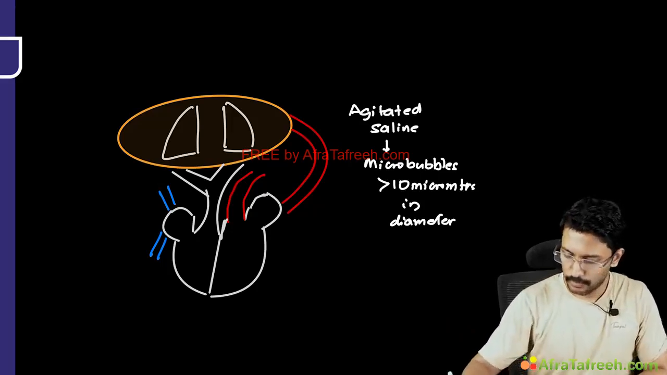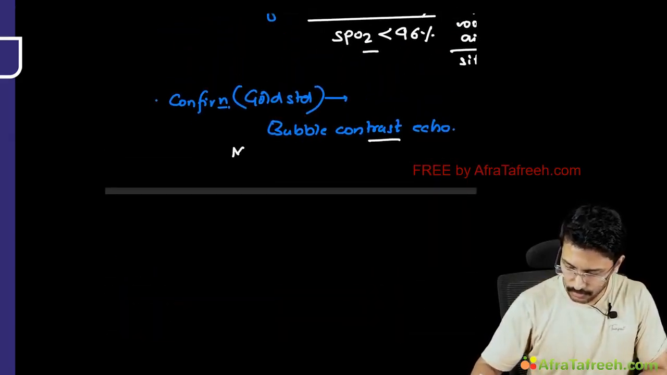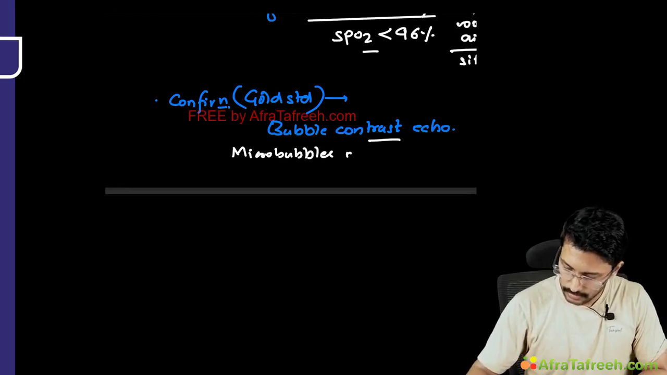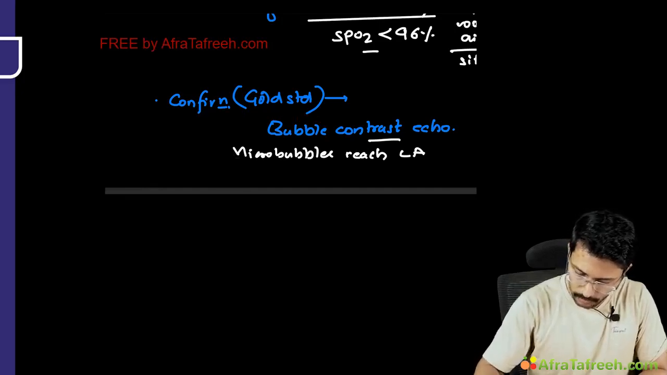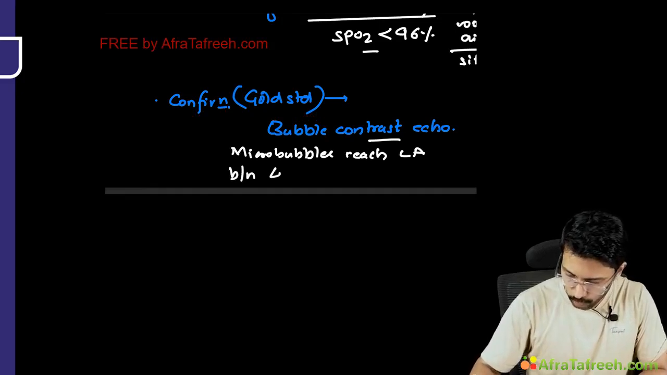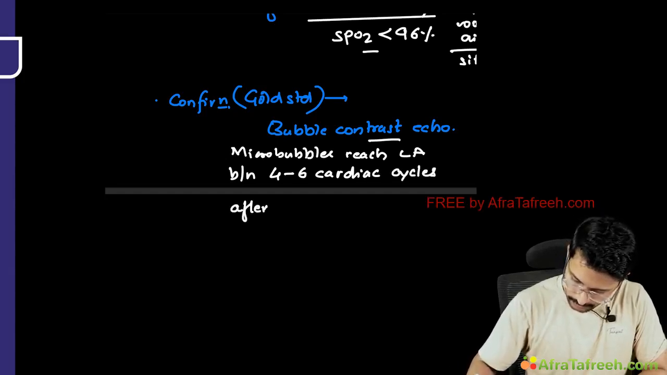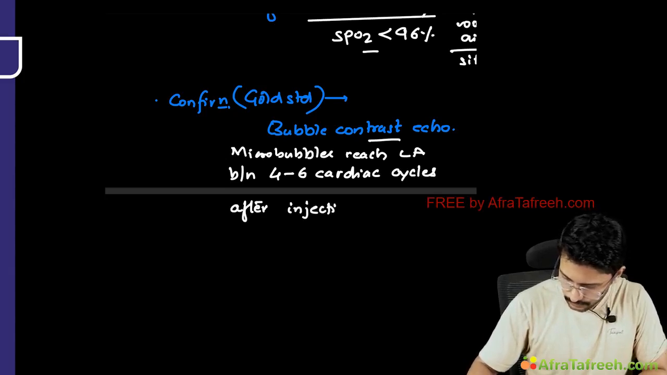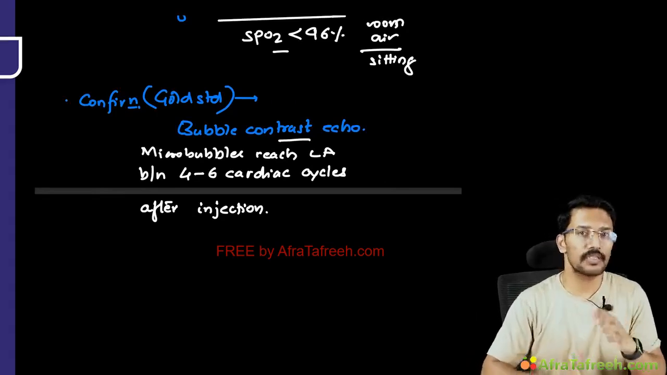Now here we have to remember one important number. These micro bubbles should reach the left atrium, let me be a little more precise, between 4 to 6 cardiac cycles after injection. Okay, now why is this important? I'm saying 4 to 6 cardiac cycles after injection.